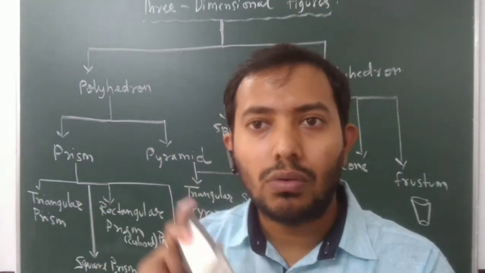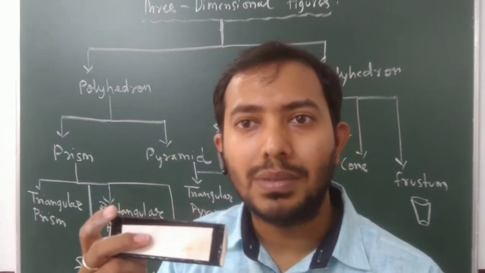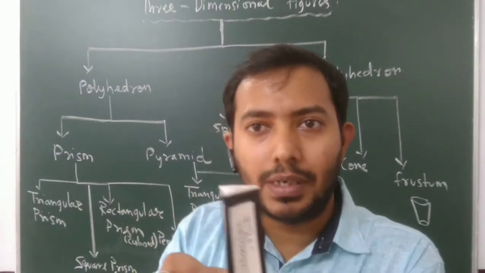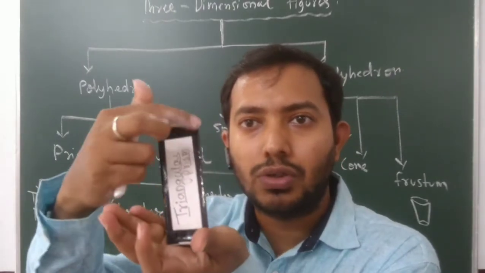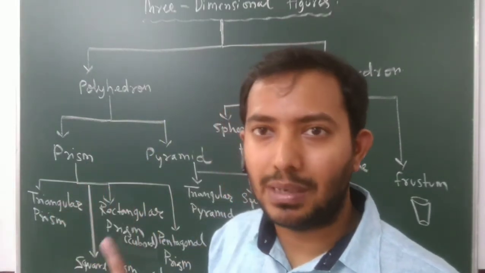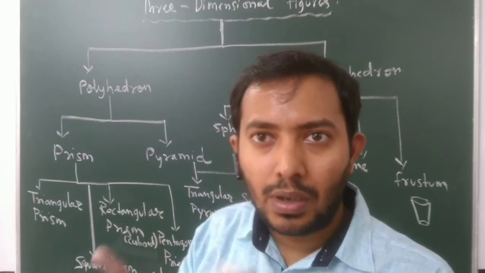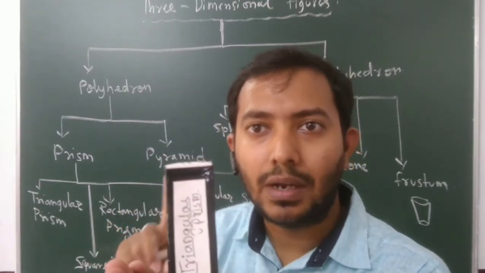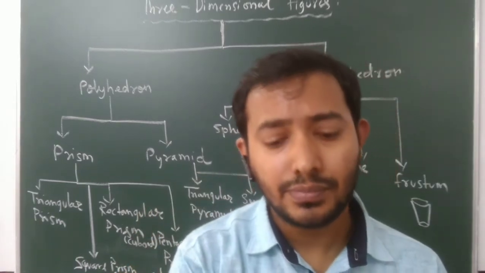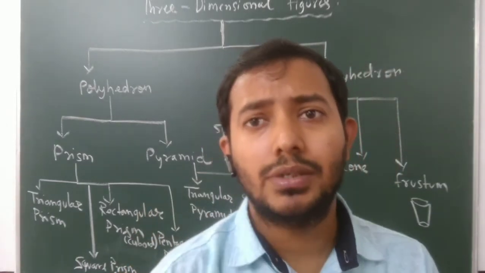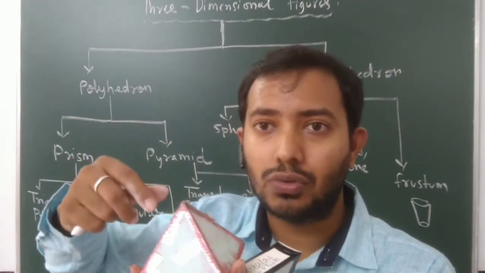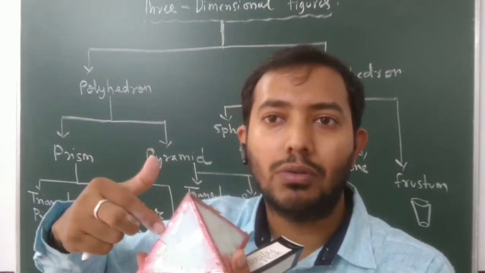But if you go for prism, you can see that lateral face, if I keep it like this, the lateral face is rectangular in shape. Remember, that is another difference between prism and pyramid. In prism, lateral faces should be rectangular in shape. And for pyramid, the lateral faces should be triangular faces, not rectangular.